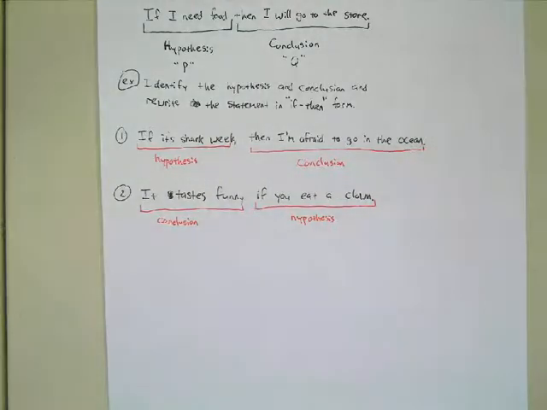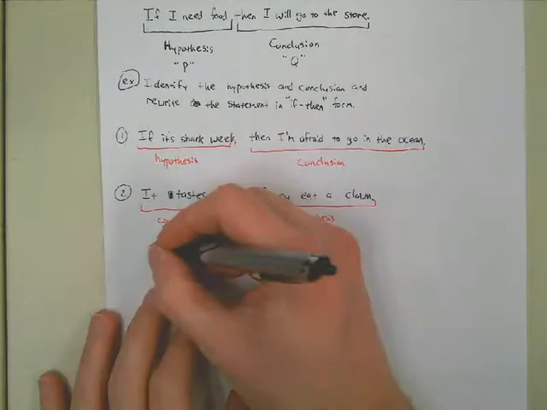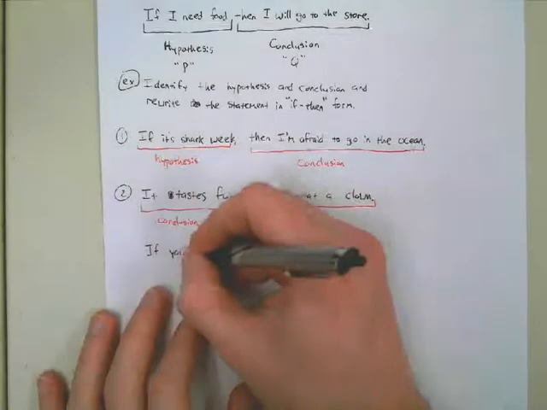Okay. So now, Courtney, since it's not in if-then form, it's kind of backwards. Can you fix it? What would be the correct order? If I put it in the if-then order, what should it start with? If you eat a clown, then it tastes funny. You got it. If you eat a clown, then it tastes funny.